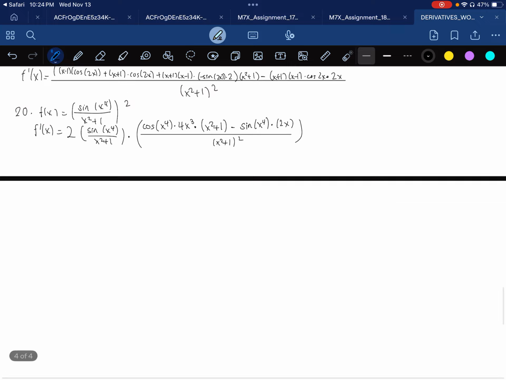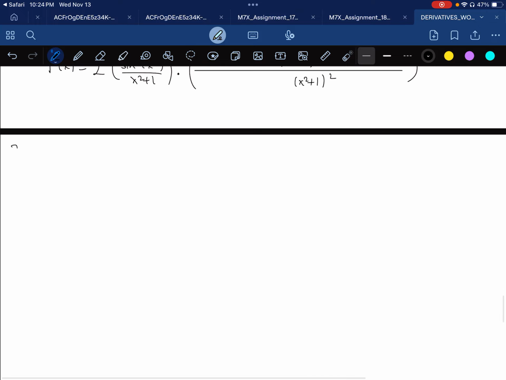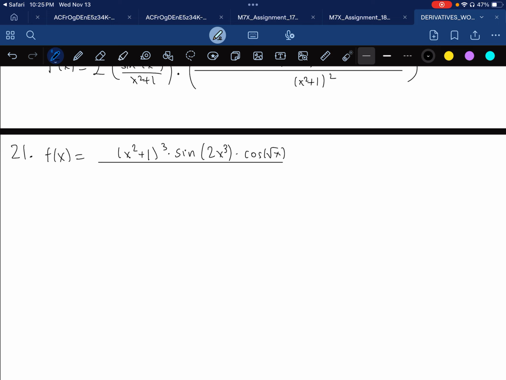Okay, problem 21. This one is quite long, and this one you definitely aren't expected to do. It's absolutely excessive and unnecessary. But if you can get this one, then you're fine. You really don't have to worry, okay? You're absolutely fine if you can get this one.